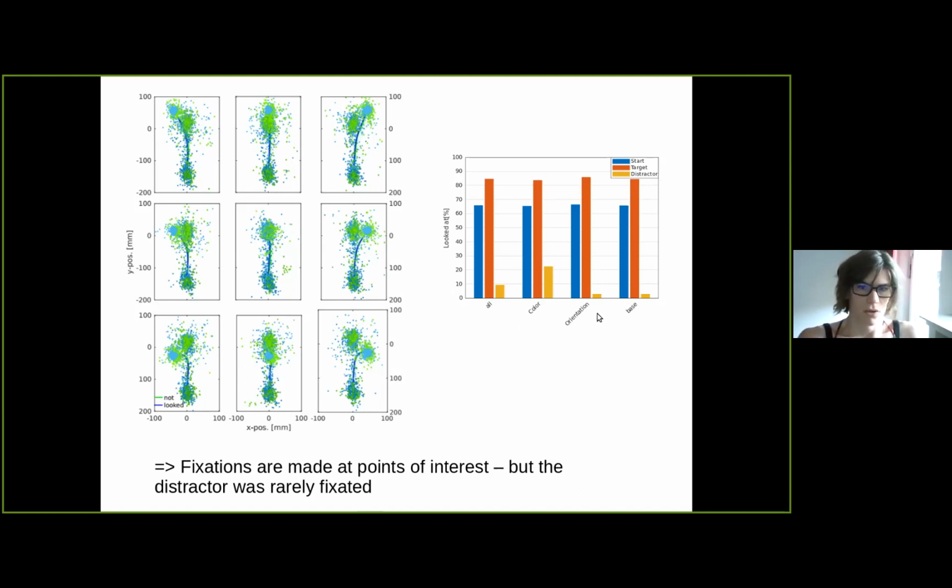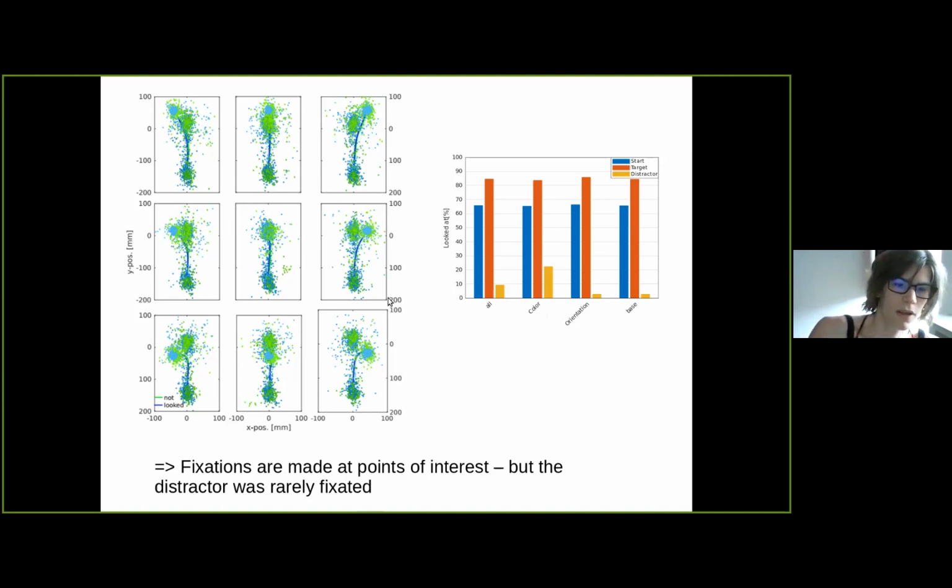First, we wanted to see if participants even looked at interesting points of interest. That would be the start of the movement, the start position, the target position, and the distractor position. What we found is that in all conditions, the start and the target were fixated most of the time. You see here almost 80% in all conditions in all trials for the target and 60% for the start. But the distractor was rarely fixated, and only in the color condition, but even there it's only about 20% of all the trials where the distractor was fixated.